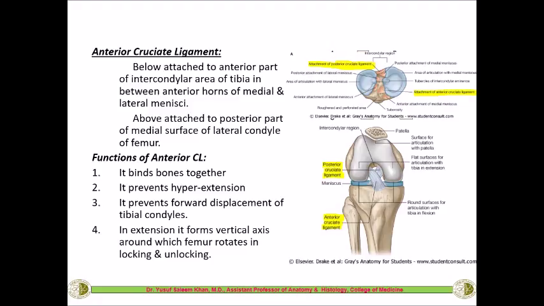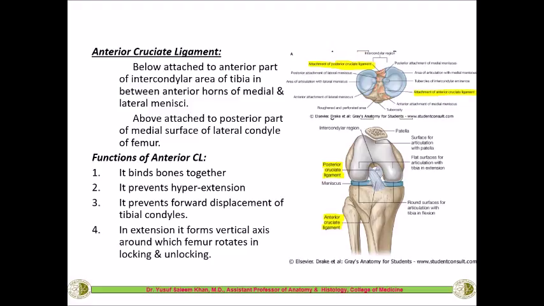In extension, it forms a vertical axis around which the femur rotates in locking and unlocking. So whenever there is locking as well as unlocking of the knee joint, the femur and the tibia come in almost the same angle. Then this ligament will act as the axis for the two bones to rotate on, so that there can be locking as well as unlocking. So for unlocking and locking, the axis is formed by this ligament.